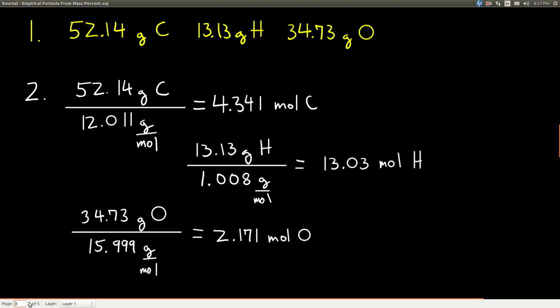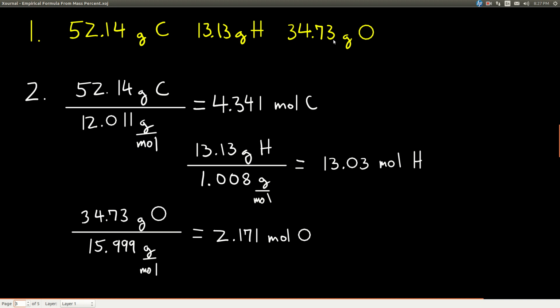So step 1, convert the percents to grams. We just change the percent sign to a G, really. 52.14% carbon means 52.14 grams of carbon. You see, what we're doing here is we're saying the mass percent is true no matter how much of that compound you have. So why don't we say we have exactly 100 grams? That means that if we have 100 grams of the compound and it's 52.14% carbon, then there's 52.14 grams of carbon, you see? And then now we change the percents to grams for hydrogen and oxygen.